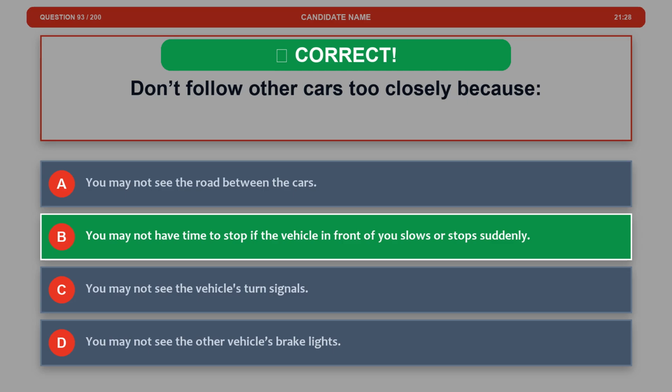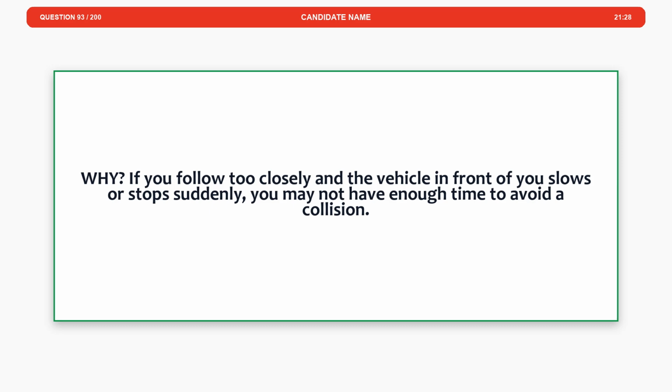The correct answer is option B. You may not have time to stop if the vehicle in front of you slows or stops suddenly. Explanation. If you follow too closely, and the vehicle in front of you slows or stops suddenly, you may not have enough time to avoid a collision.